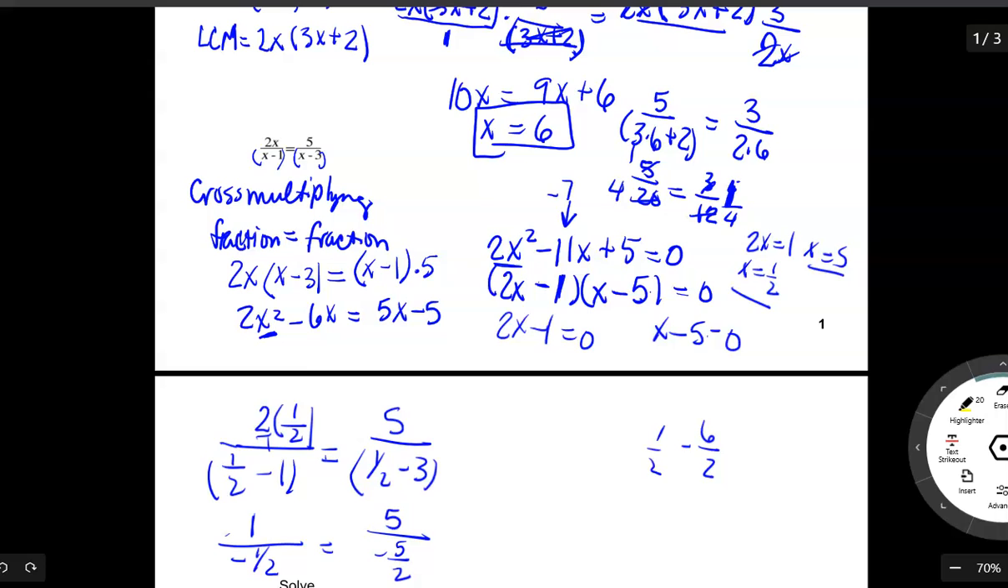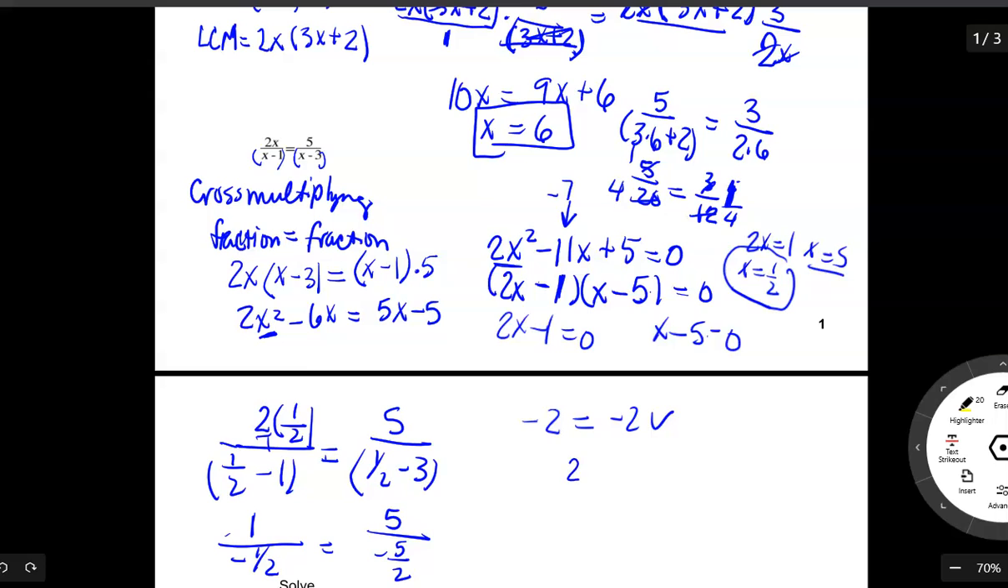Okay. And keep working up here. 1 divided by negative 1/2 is the same as multiplying by negative 2. So I get negative 2. And then here, this would be the same as multiplying by negative 2 over 5. The 5s will cancel and I get negative 2. So the 1/2 actually works. So we can circle that. That's a good answer. Let's check the 5.